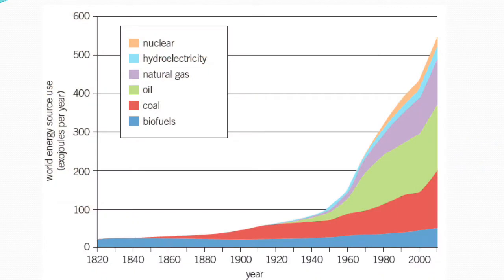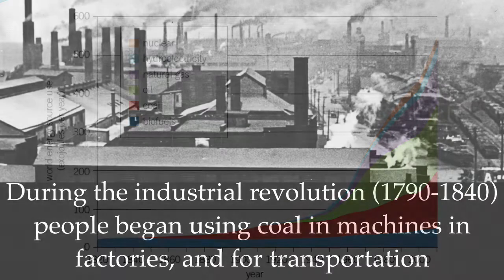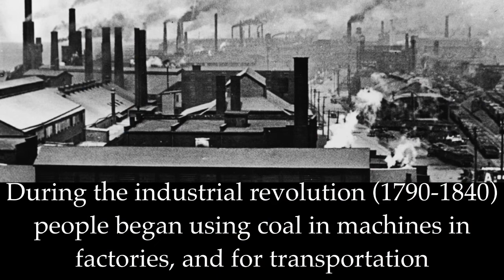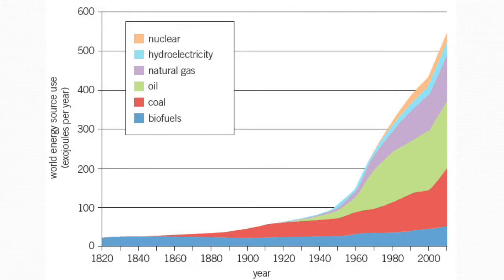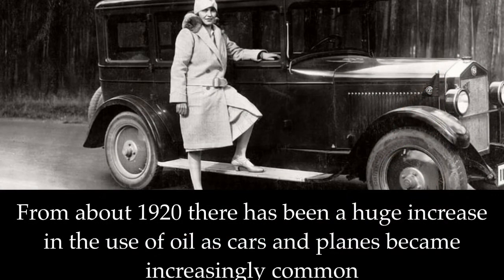If you look at coal, you'll see that after 1840 there is a sharp rise in the amount of coal used throughout the world. This rise corresponds with the Industrial Revolution, where coal became an important fuel source for transport and factories. From 1920 you'll also see a sharp rise in the use of oil as an energy source. This rise was largely due to the increasing use of cars and planes.